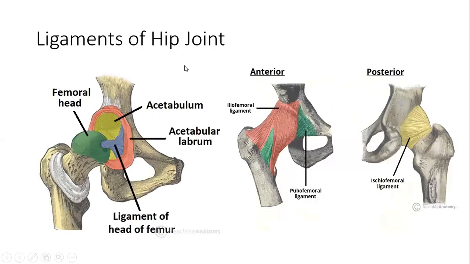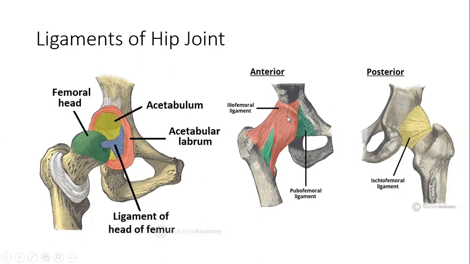Now moving on to the ligaments of the hip joint, which are of great importance because they play a very significant role during the movements of the hip joint. The ligaments of the hip joint are divided into two categories: extrinsic ligaments and intrinsic ligaments. We have three extrinsic ligaments in the form of the iliofemoral ligament, pubofemoral ligament, and ischiofemoral ligament, which are basically thickenings of the fibrous capsule of the hip joint. And the intrinsic ligament is the ligament of the head of the femur or ligamentum teres.